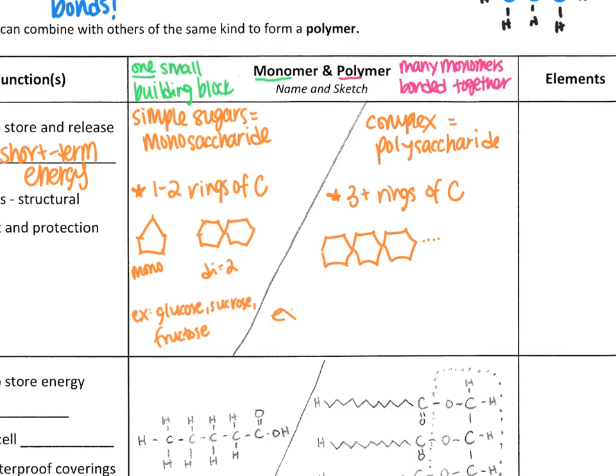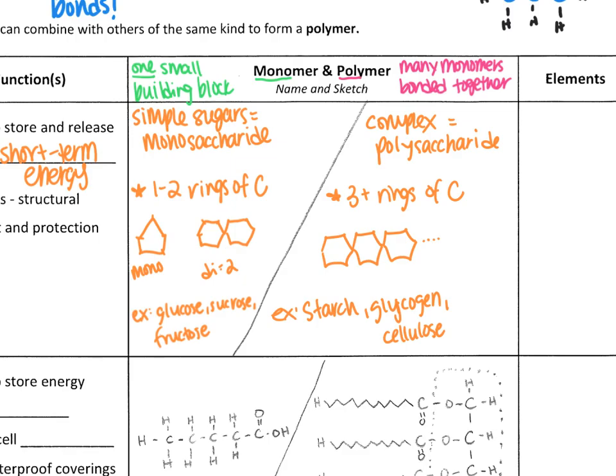Now, examples of molecules that you eat that are classified as polysaccharides include starch, which is found in potatoes. Glycogen is one that you'll learn about, and cellulose is one that you'll find in plants.